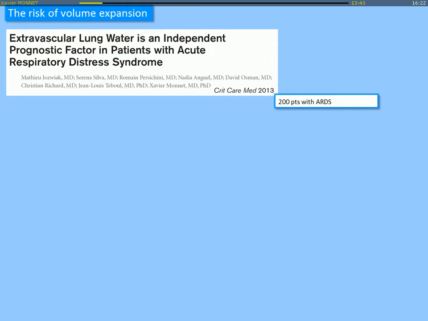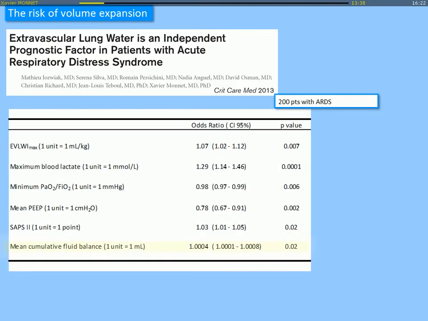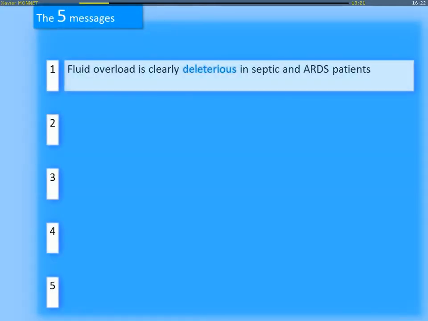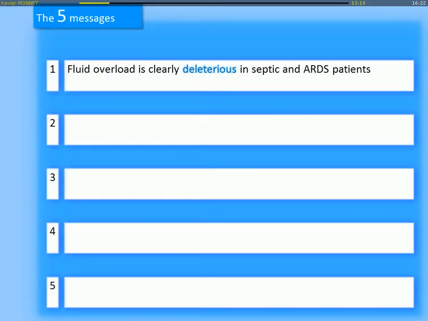Among many studies, this one we conducted last year with Mathieu Jozwiak and Jean-Louis Teboul, and you see that in these ARDS patients, again, the mean cumulative fluid balance predicted mortality independently from the other severity indices. Fluid overload increases mortality during ARDS. And I think that today, if we want to start to speak about fluid responsiveness, the first and perhaps the main important message should be this one: fluid overload is deleterious in septic and ARDS patients.